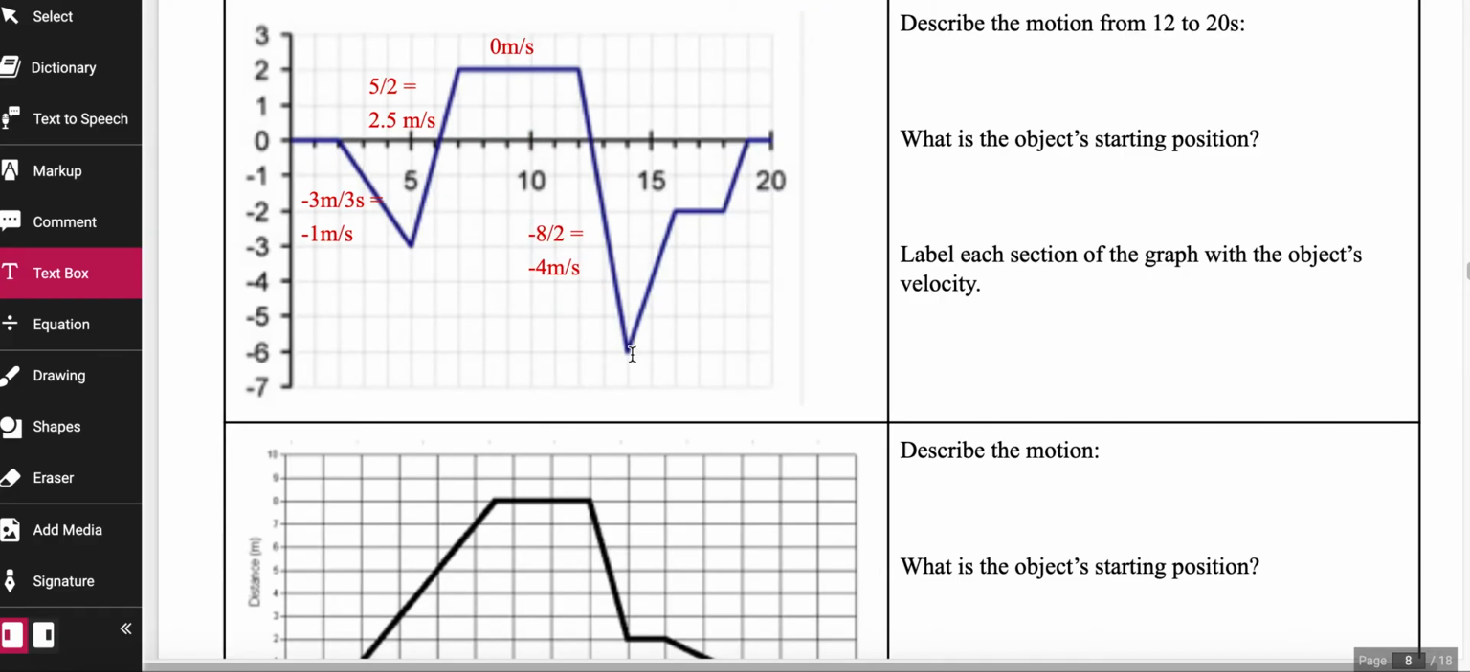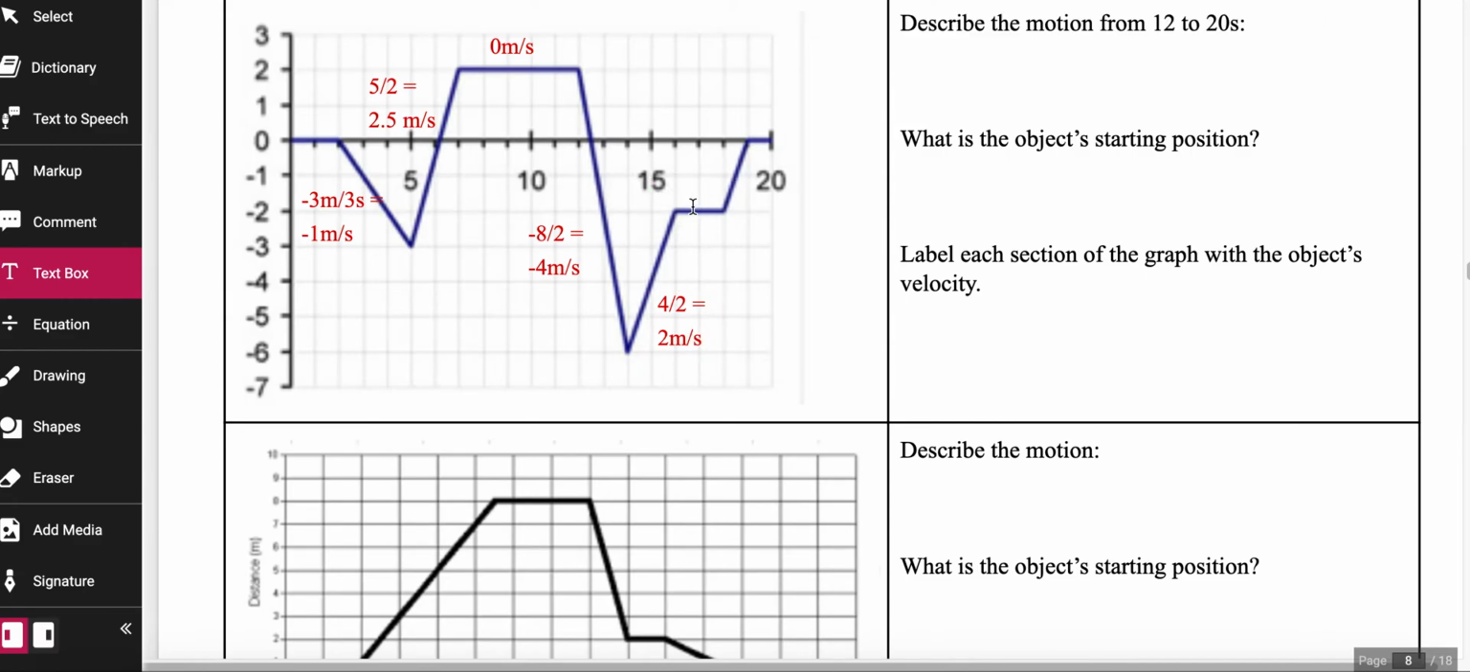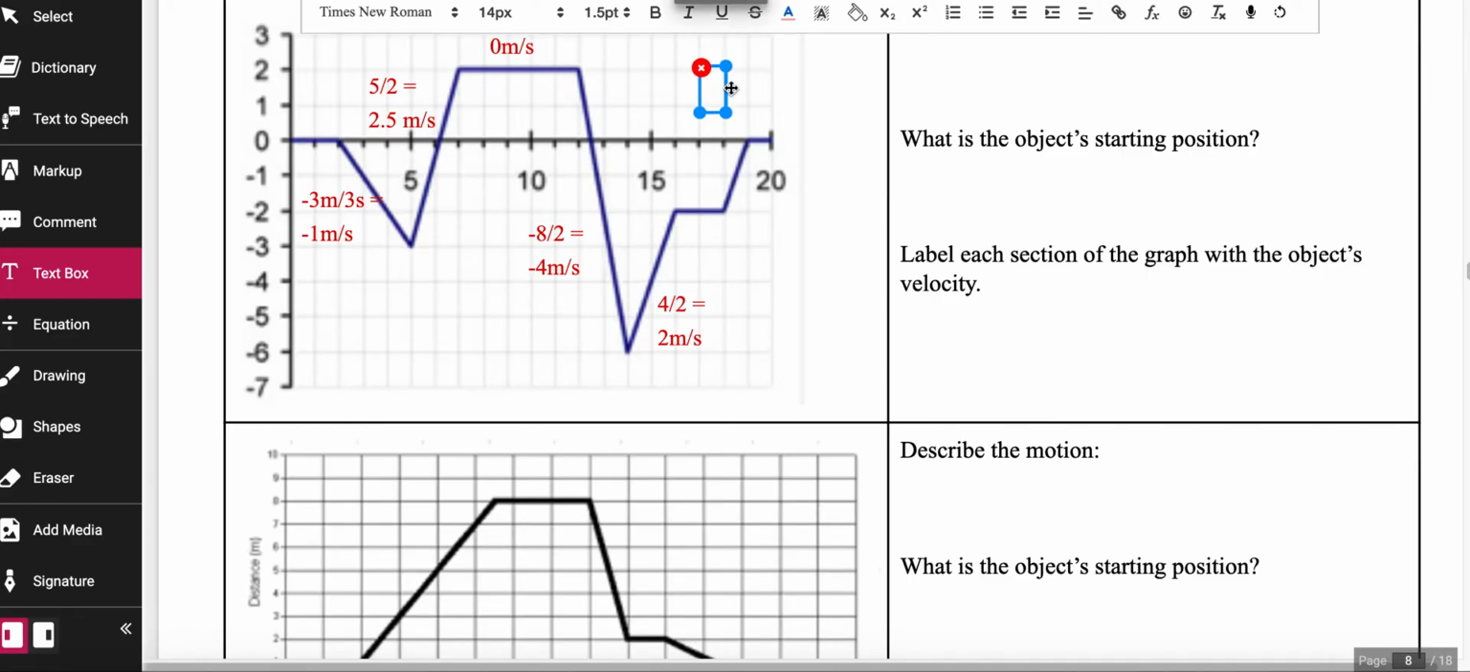Then we have this segment from 14 seconds down here to 16 seconds here. For that segment, we have a rise of 4 and a run of 2. So we end up with 2 meters per second. Then, of course, for this flat segment, again, we have 0 meters per second. And then from 18 to 19 seconds, we have a rise of +2, a run of 1. So we end up just getting 2 meters per second. And this is for this little segment here.